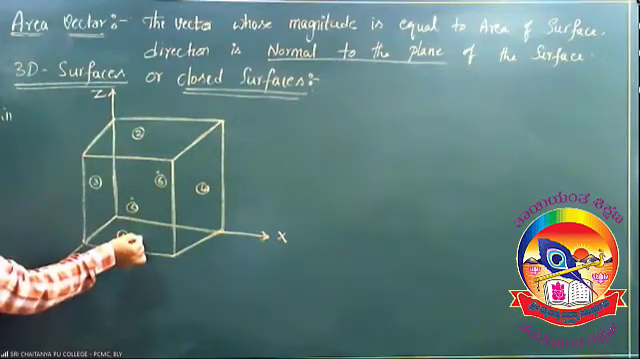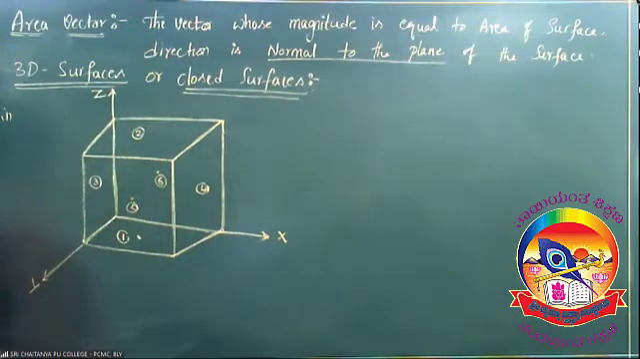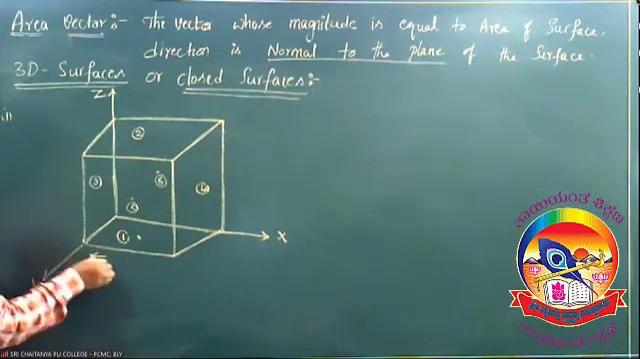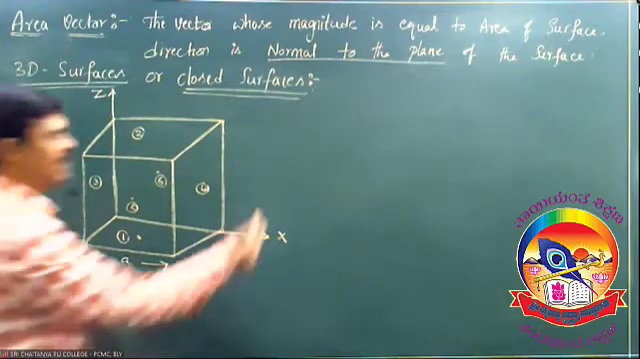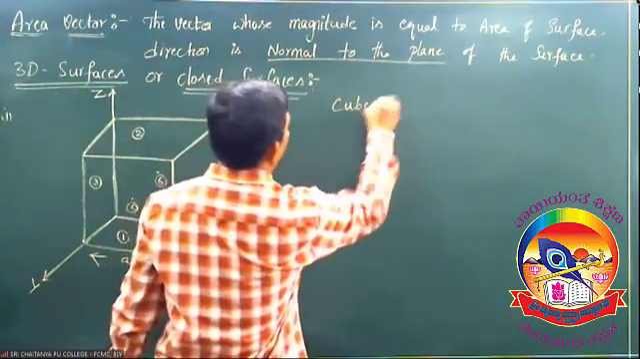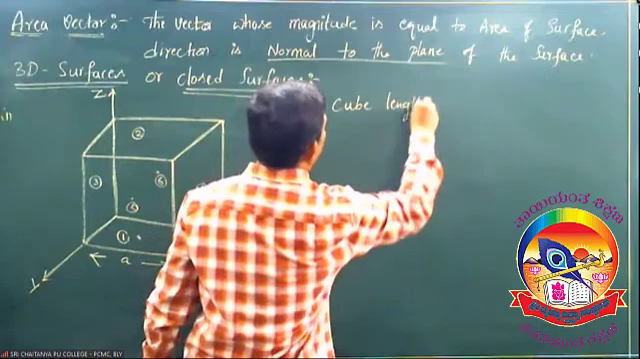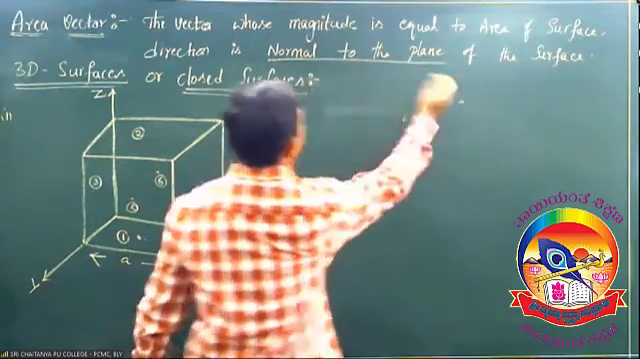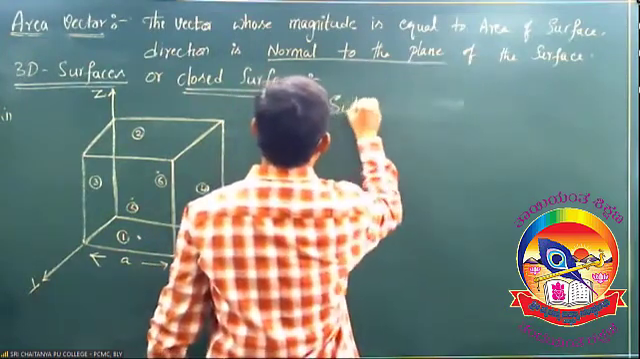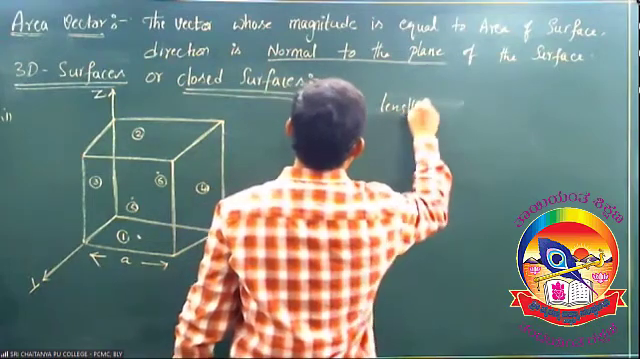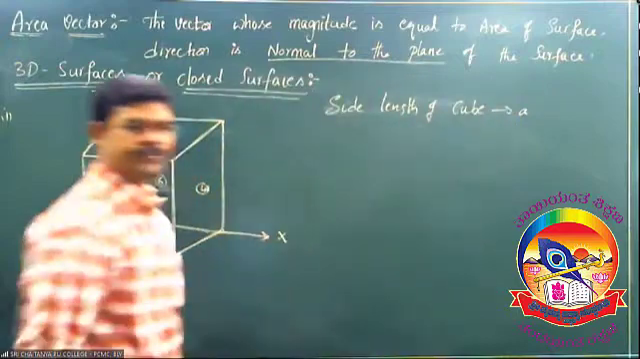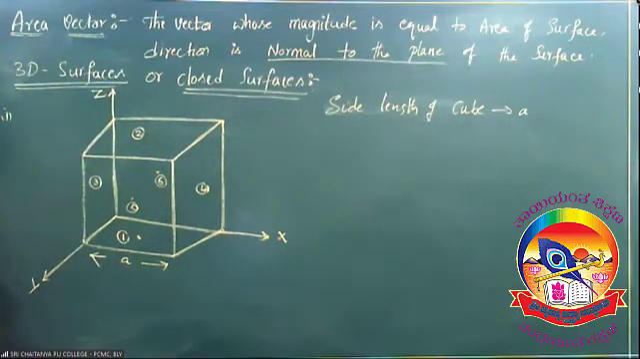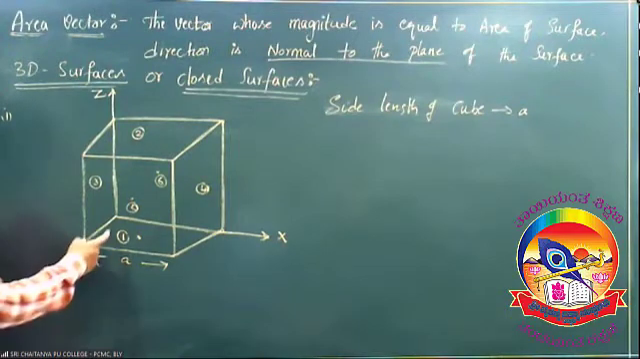This plane, what is the area vector? See, I said it is a cube of length A. The side length of the cube is A. Okay? Now, what about these planes?